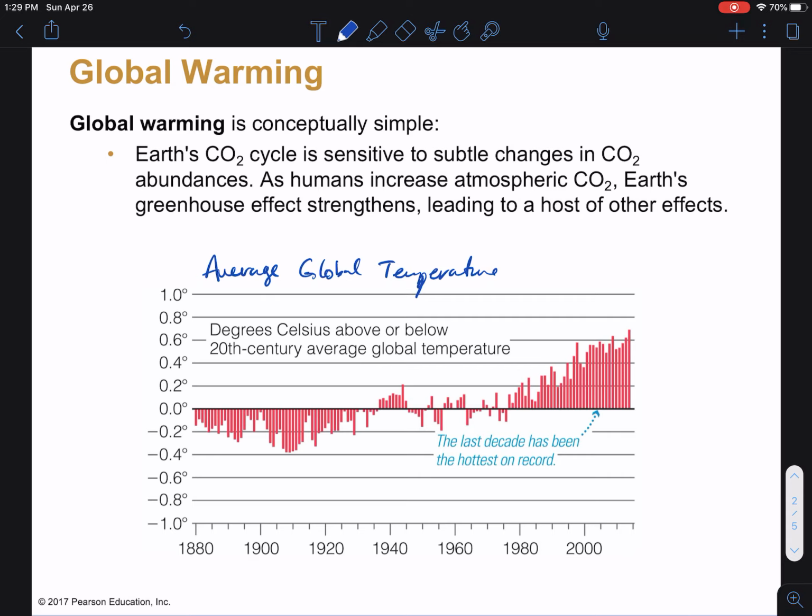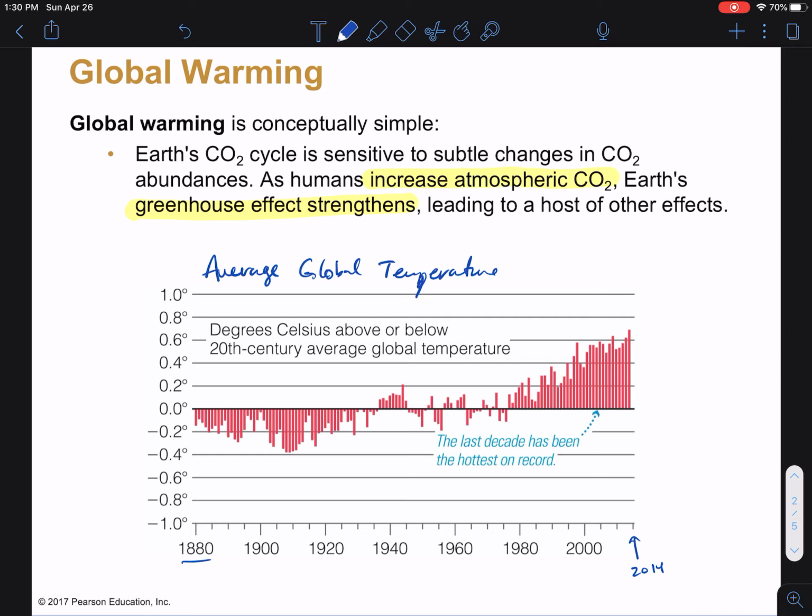You can see here from 1880 out to, their data stops at 2014. So it's a little out of date, but nonetheless, you can see what's going on here. The idea is that the Earth is warming, and this is data showing that. It's warming, what we think is basically through a greenhouse effect, as we get more CO2. As we increase the atmospheric CO2, the greenhouse effect strengthens and it warms the planet.